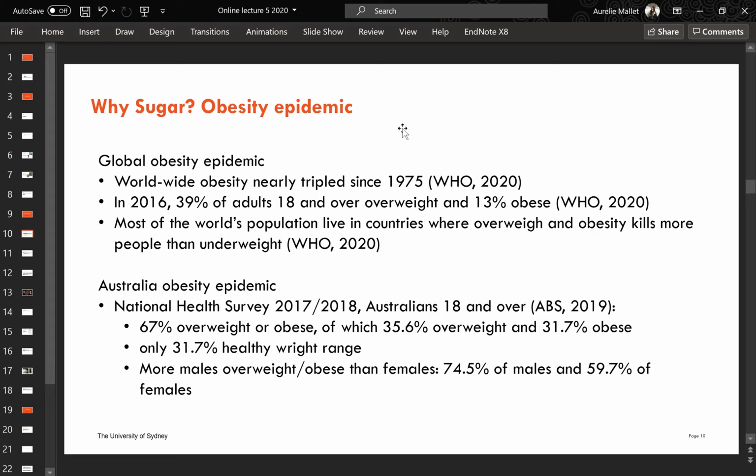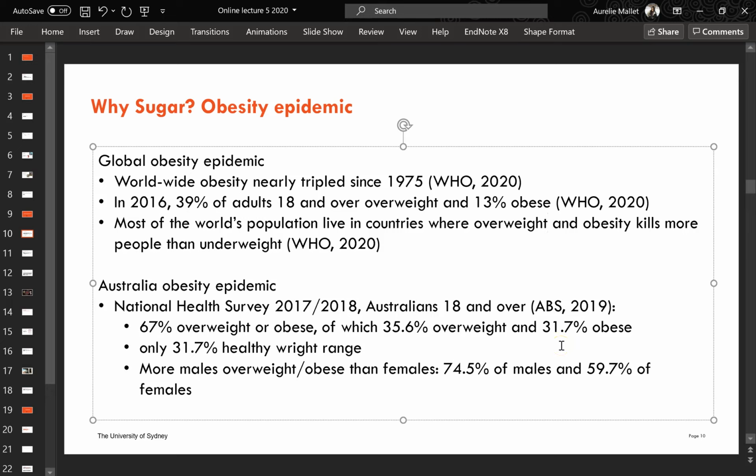Most of the world's population live in countries where overweight and obesity kills more people than people that are underweight. And these tend to be in African and Asian countries. So it's quite scary that nowadays it's not not having enough to eat that's going to kill you. It's actually eating too much and becoming overweight or obese because of that, and all the associated health impacts with that. So that's looking at it from a global perspective.